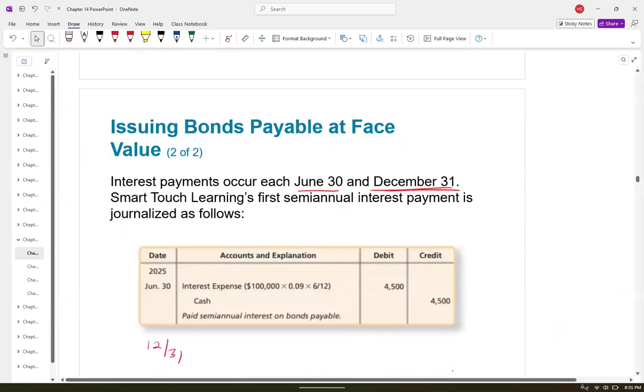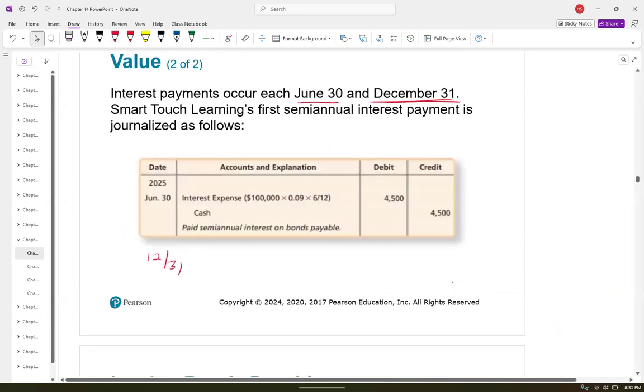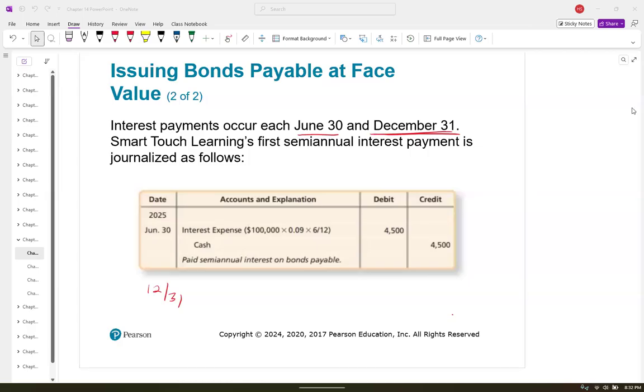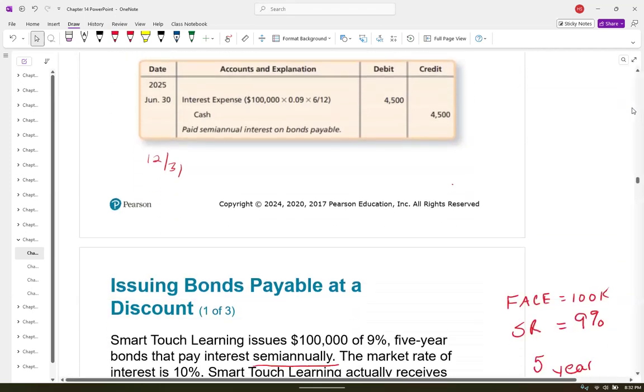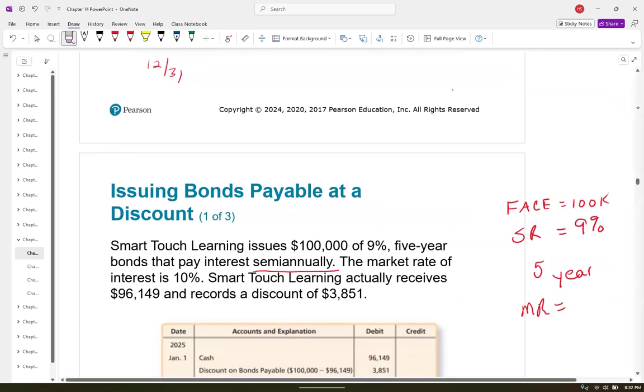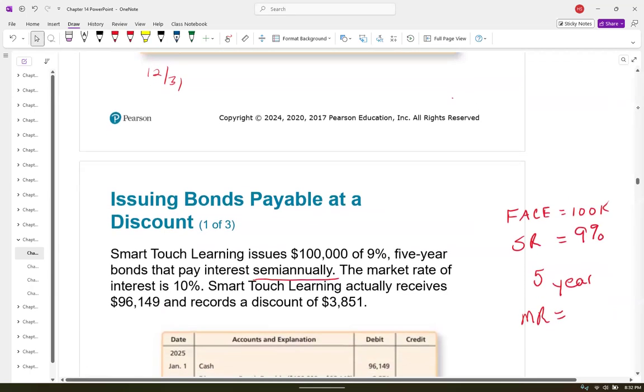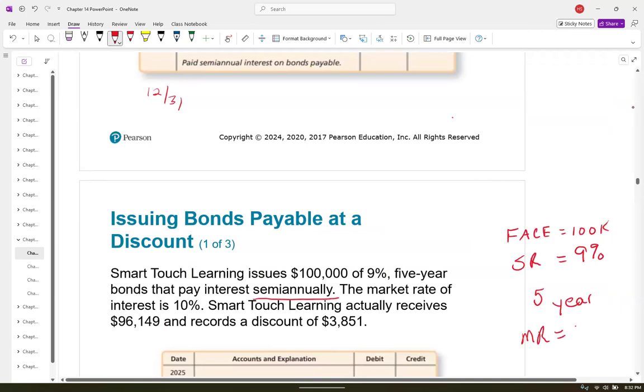Okay, my computer's running a little bit slow here. All right, yes, my computer was about to die, so I got it plugged up really quick. So let's come down here, and I had written down 9%, but the market rate is actually 10%.